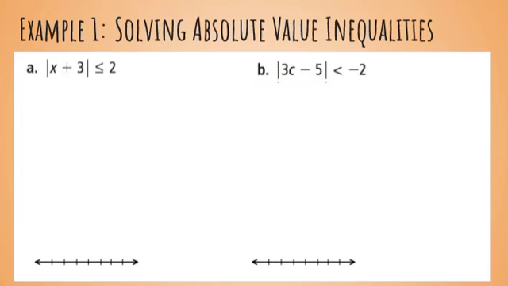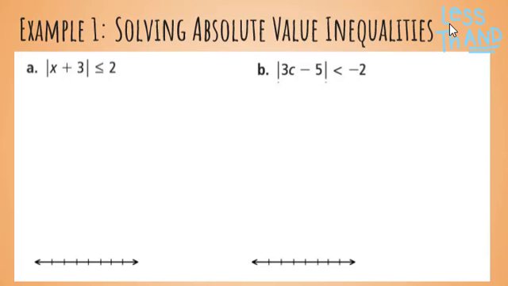Example 1 is solving absolute value inequalities. However, all of these are going to be less than. And when you are solving a less than inequality, it makes an and compound graph. So I'm going to write less than to help you remember that it's going to be an and.